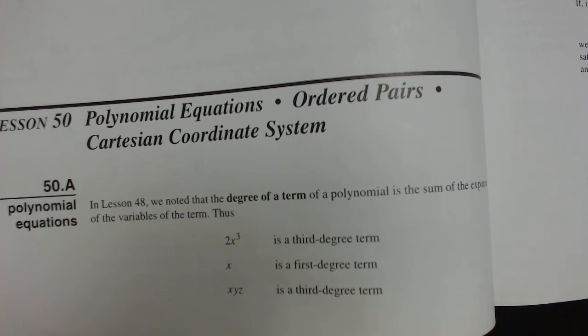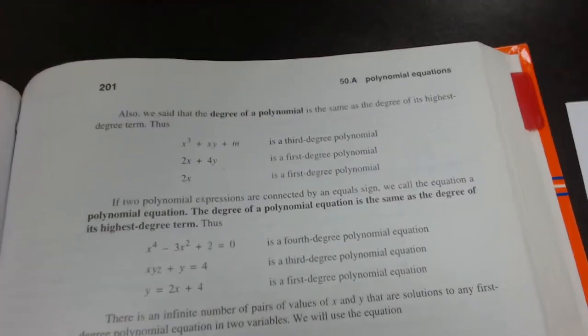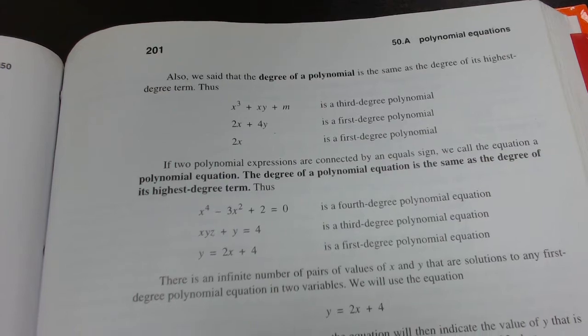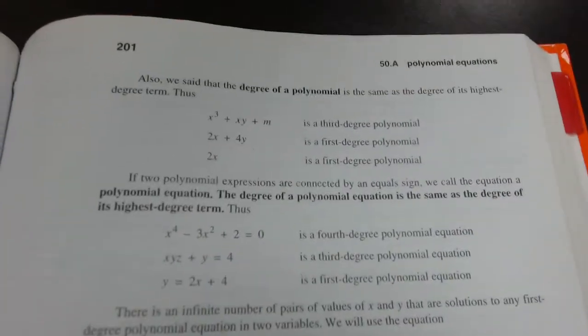Algebra 1, Lesson 50, Polynomial Equations, Ordered Pairs, and the Cartesian Coordinate System. Polynomial equations, we're not actually solving them yet, we're just kind of identifying them. And then what they want you to know about polynomial equations is what we've been talking about in the last couple lessons, which is degree.